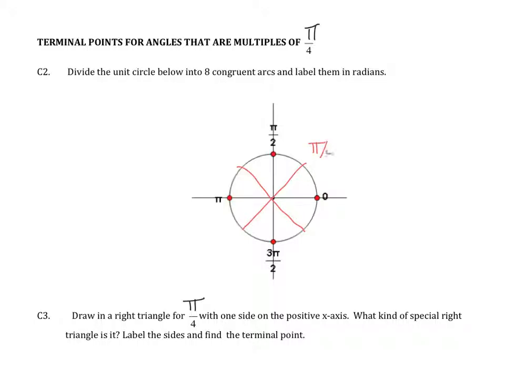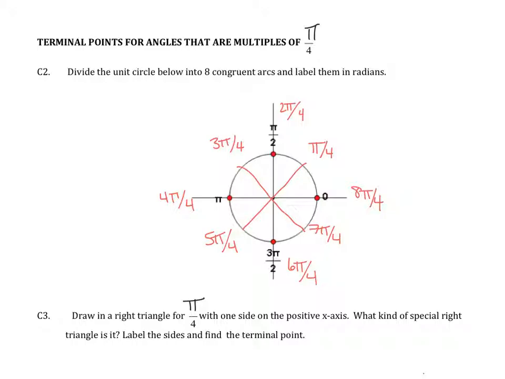So here's pi over 4. This one is 2 pi over 4. Here's 3 pi over 4. 4 pi over 4. This one's 5 pi over 4. 6 pi over 4. 7 pi over 4. And this turns into 8 pi over 4.